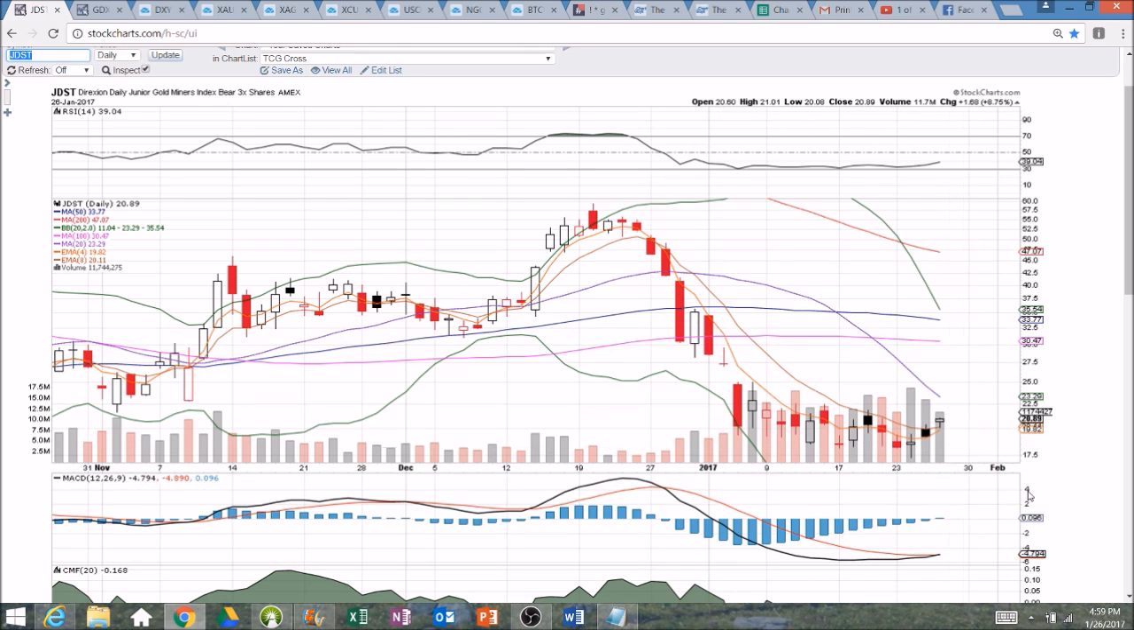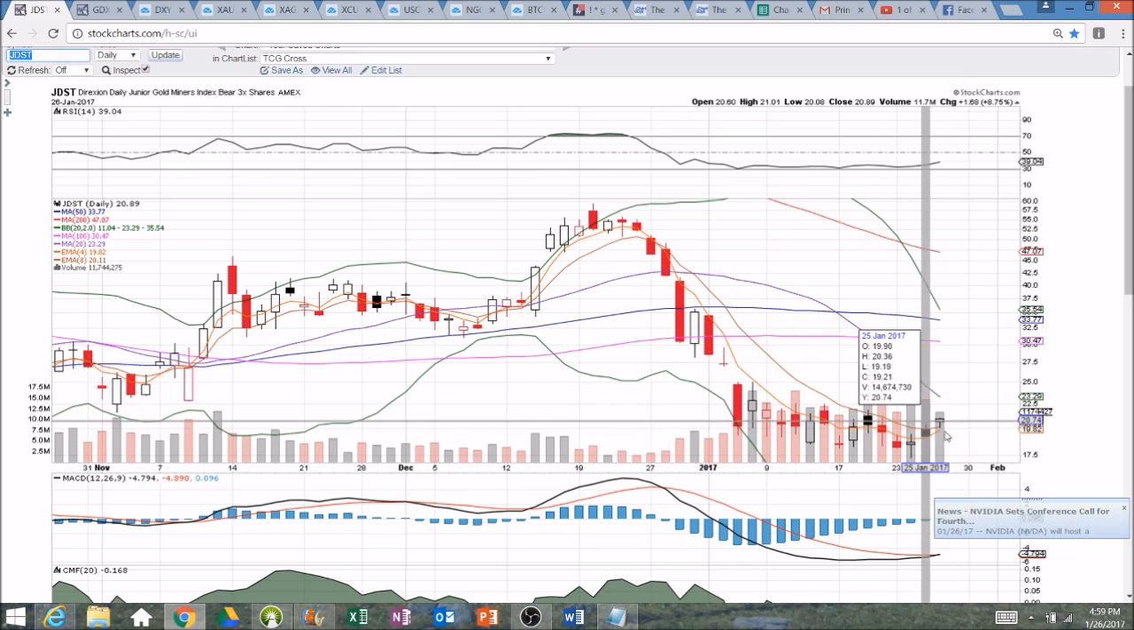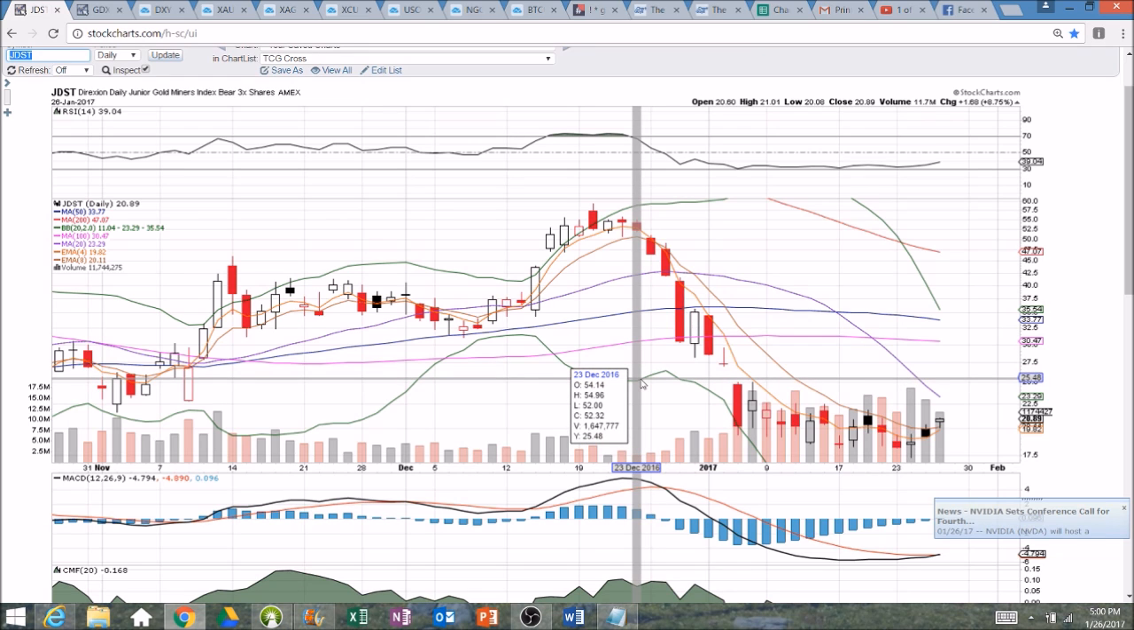So let's see if the bulls can mount an oversold bounce here on these bear miners with the bullish MACD cross, looking for a bullish TCG cross, and the middle Bollinger Band resistance will be a key level heading into early next week as well.